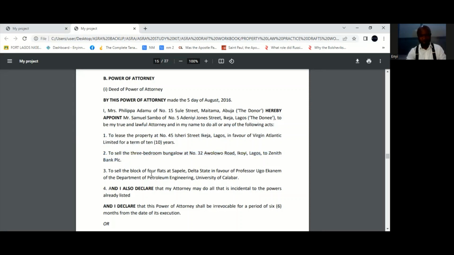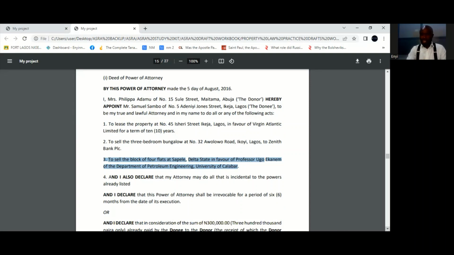3, to sell the block of 4 flats at Sapele, Delta State, in favor of Professor Ugo Ekanem of the Department of Petroleum Engineering, University of Calabar. So those are the different acts that the donor wants the donee to do on his behalf or on her behalf here. And so those are the power clauses. And then after those specific powers are granted, you would usually have a more general grant, which is the omnibus power clause. All right. And that's what you see here as clause 4, where the donor says, and I also declare that my attorney may do all that is incidental to the powers already listed.